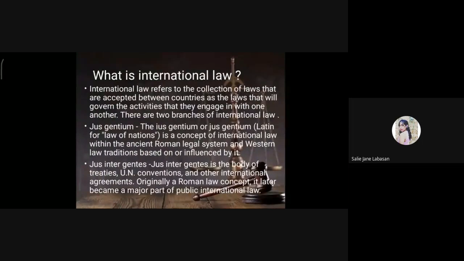So, international law refers to the collection of laws that are accepted between countries as the laws that will govern the activities that they engage in with one another. In a simple way, we can define international law as a body of rules established by custom or treaty and recognized by nations as binding in their relations with one another.